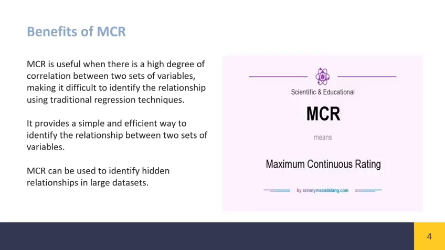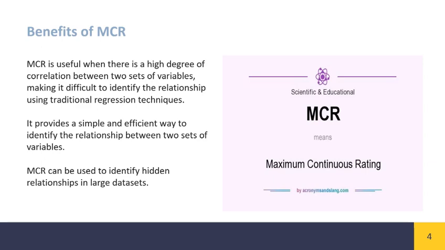So now we discuss the benefits of maximal correlation regression. Maximal correlation regression is useful when there is a high degree of correlation between two sets of variables, making it difficult to identify the relationship using traditional regression techniques. It provides a simple and efficient way to identify the relationship between two sets of variables. Maximal correlation regression can be used to identify hidden relationships in large data sets.